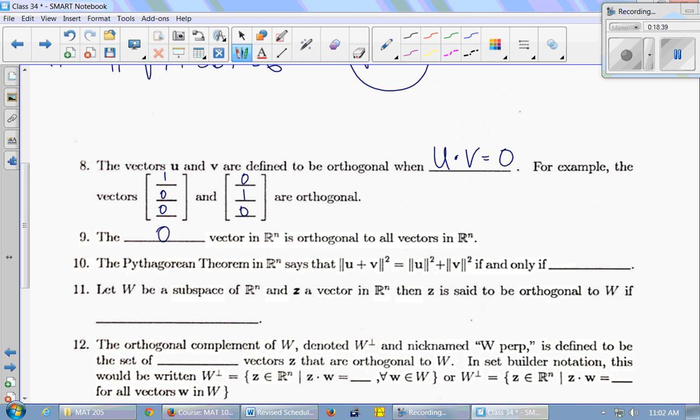The Pythagorean theorem in Rn says that the length of u plus v, squared, has to equal the length of u squared plus the length of v squared. This is exactly what the Pythagorean theorem says in R2, but it only happens if your two vectors are orthogonal, if u dot v is 0. You have to have a right angle for the Pythagorean theorem to be true.